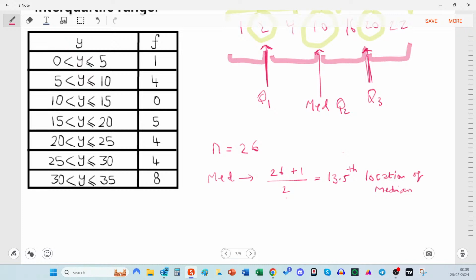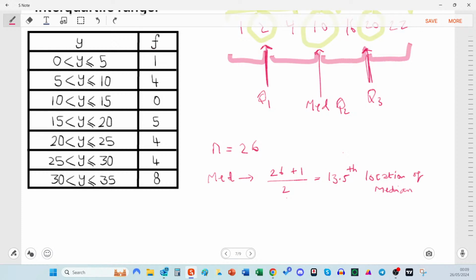Now I'm starting with the median, but we don't need it, but I'm starting with it because it's quite easy to see because it's divided by 2. It's the 13th and a half location. So that's going to be up 1, 2, 3, 4, 5, 6, 7, 8, 9, 10, getting close, 11, 12, 13, 14. So the median is going to be in this section here. It's going to be one of those four. Where is it exactly?